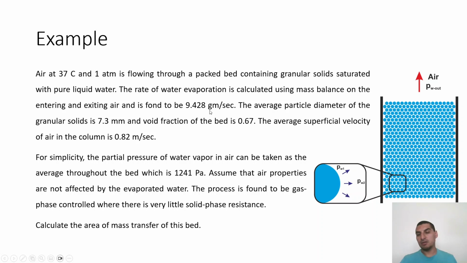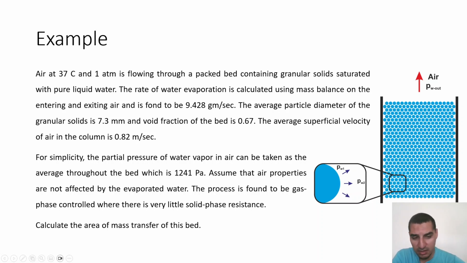Hello everybody. In this video we're going to solve an example on mass transfer coefficient calculation in packed beds. So here we have a packed bed at 37 degrees Celsius and 1 atmosphere, and we have air flowing through the packed bed as we see here in this photo. And this packed bed is a bed of granular solids saturated with pure water.